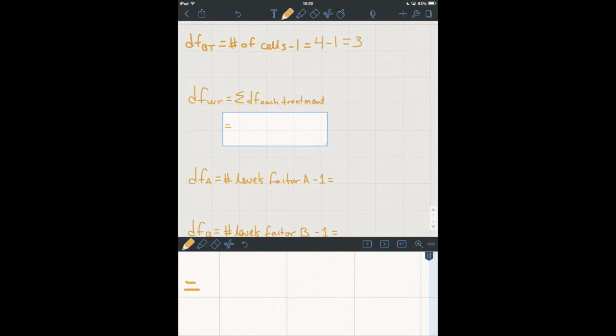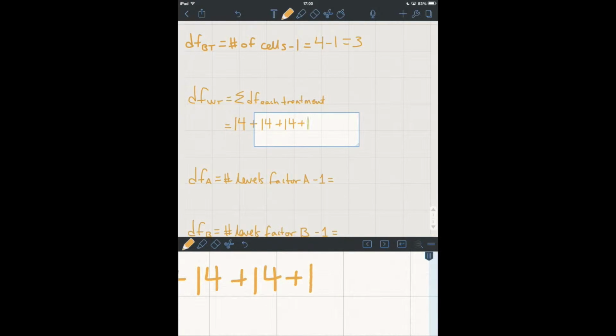And then degrees of freedom within is simply the sum of the degrees of freedom for each treatment. So each treatment had 15 participants. So we could do, and we know we have 4 cells. So for cell 1 it's 14 degrees of freedom, cell 2 is 14 degrees of freedom, cell 3 is 14 degrees of freedom, and cell 4 is 14 degrees of freedom. So when we sum those up, we get 56.